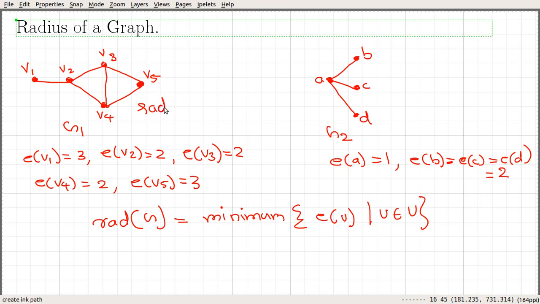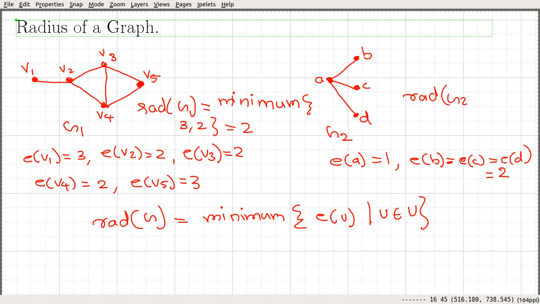So if you consider this graph, the radius of G is equal to the minimum among all the eccentricities. So the different eccentricities here are 3 and 2. So the radius of this graph is 2. And similarly you can see that the radius of this graph, so this is G1, and radius of G2 is minimum among all the eccentricities. So here we have 1 and 2, so minimum among 1 and 2 is nothing but 1. So the radius of this graph is 2 and the radius of this graph is 1.